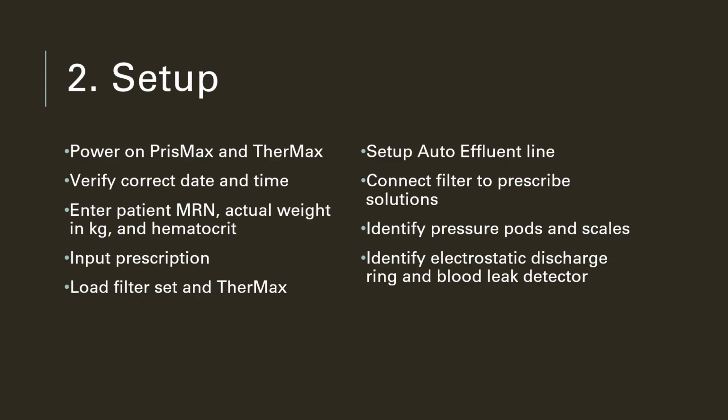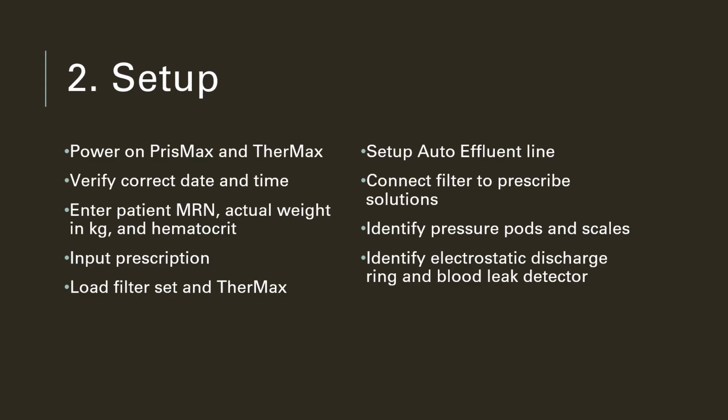Next, on setup, the nurse will power up the Prismax and Thermax, verifying the correct date and time. This must be done before new patient is pressed, and pretty much once you press new patient, you can't change anything about date and time. The nurse should use the barcode scanner attached to the machine to enter the patient's 9-digit MRN, and then the most recent weight in kilograms and hematocrit on the beginning screen. They'll then put in the prescription, load the filter set in the Thermax, set up the auto effluent line, and connect the filter to the prescribed solutions.